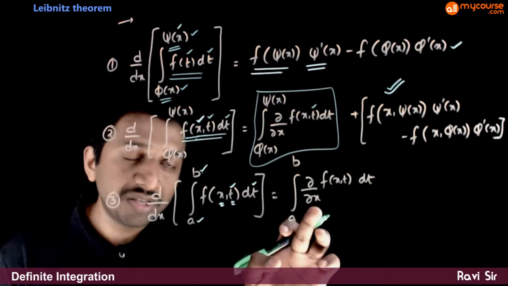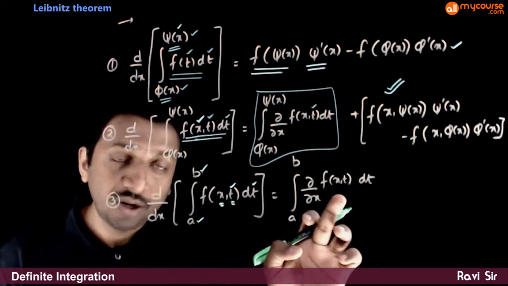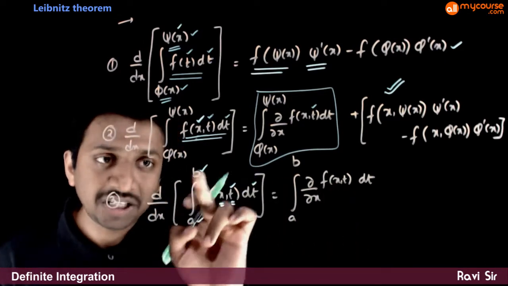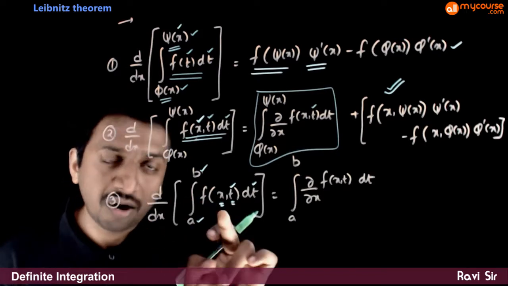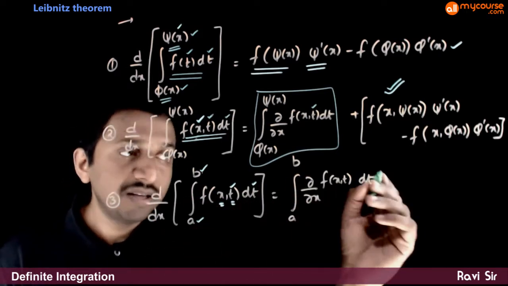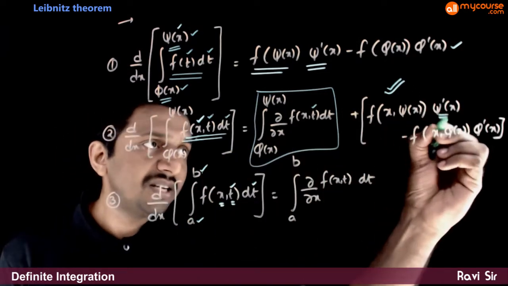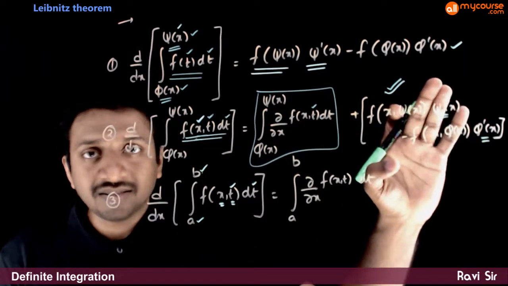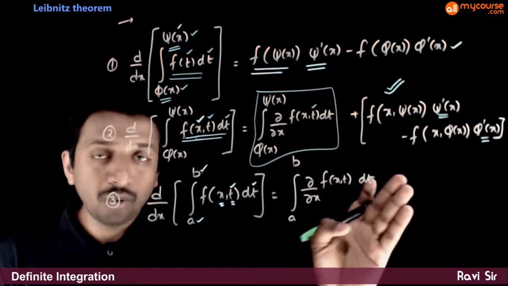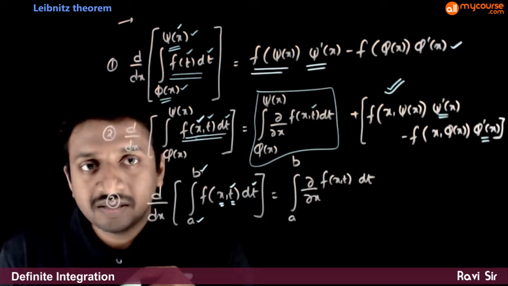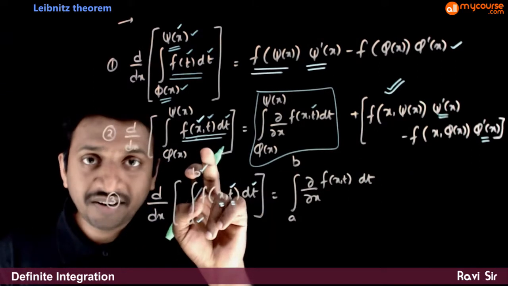So d by dx goes inside and becomes dou by dou x. So integration a to b, dou by dou x of f of x comma t dt, plus, because the limits are constants, this term and this term become 0, and this whole term becomes 0. So you don't have any other term. So this is the general case.